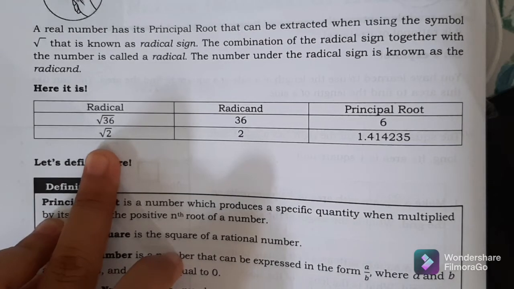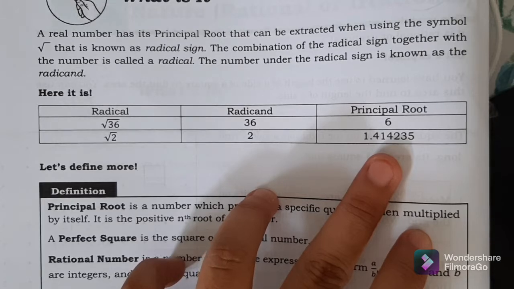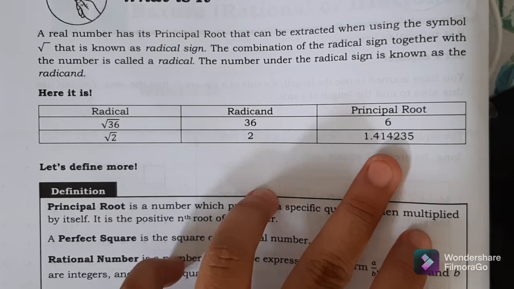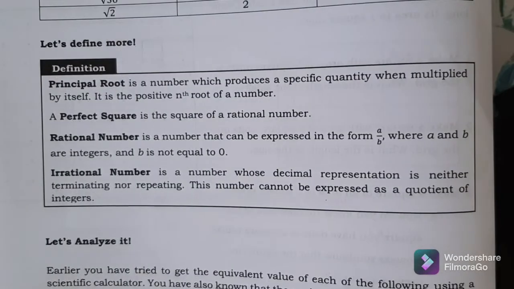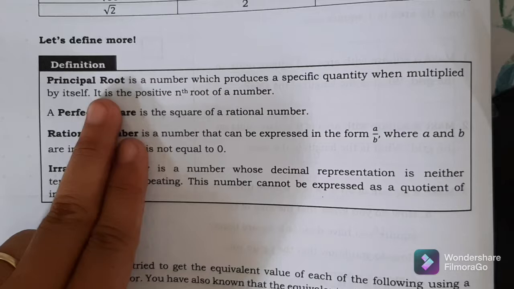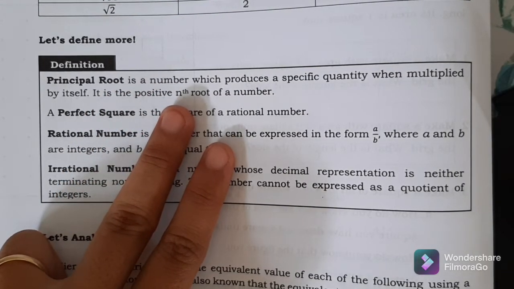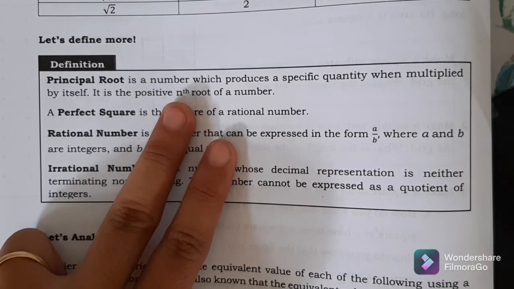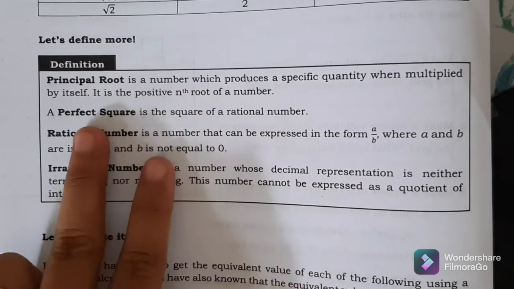So again, we have another example, square root of 2. The radicand is, yes, 2. And the principal root would be what we have here, 1.414235. So let's define more. Again, principal root, that is the number which produces a specific quantity when multiplied by itself. It is the positive nth root of a number. So take note, principal root is positive.